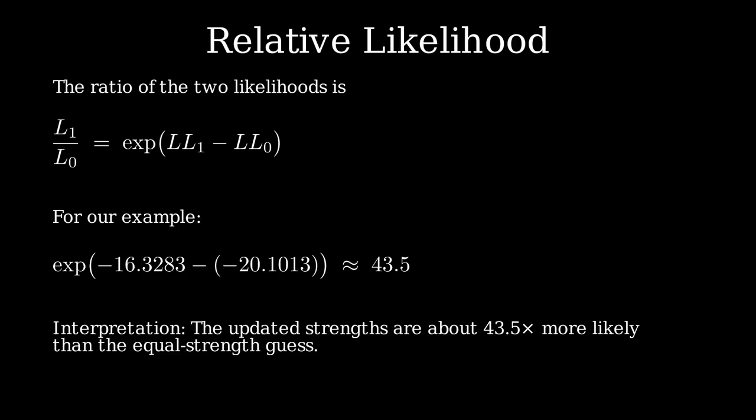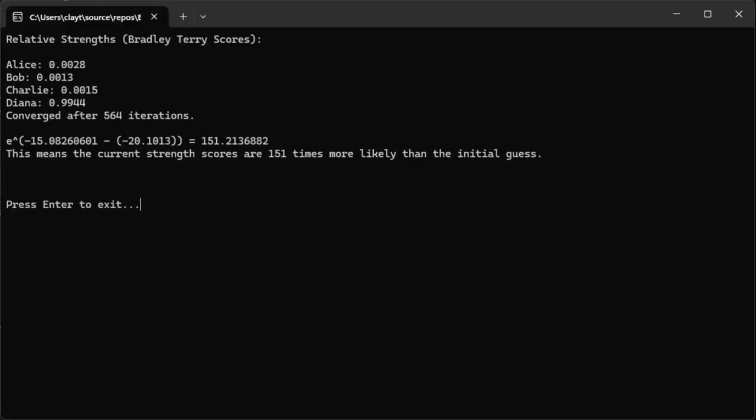Let's program this and then get a result doing it many times. And so here we can see those values converged. They converged after 564 iterations, which sounds like a lot, but the program ran in probably less than a second. And then if we do our comparison again, these strengths are 151 times more likely than our initial guess.